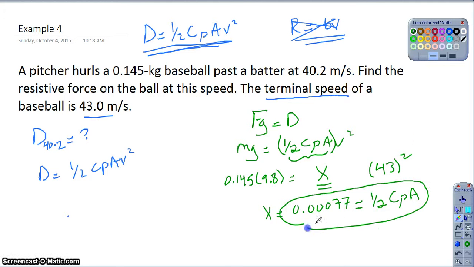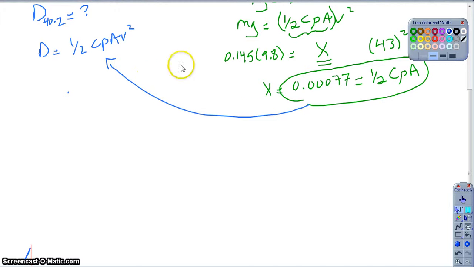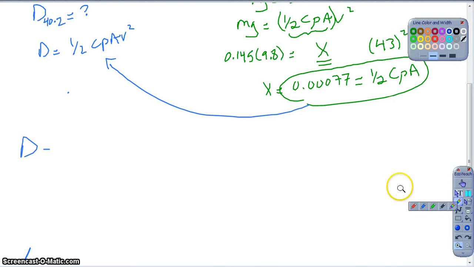Now that I know that, I can just substitute this into my equation over here. If I want to find my resistive force, my drag force, then I'm just finding D. To find D, I know that all four of these together are collectively 0.00077. So I've got all those four measurements together, that whole thing being just 0.00077. And then my velocity I know would be 40.2 because that's what they defined in the problem for me.